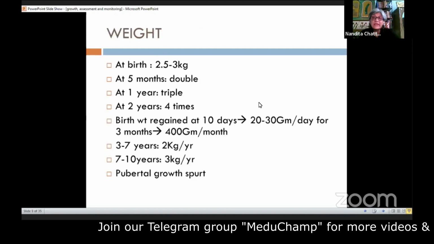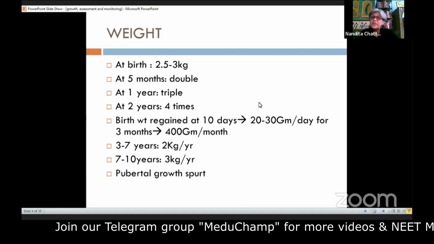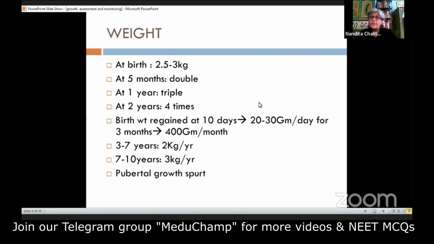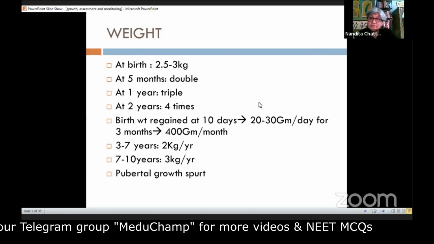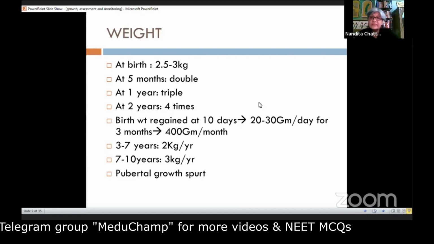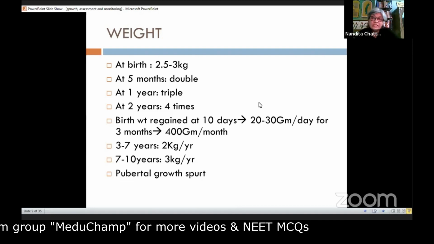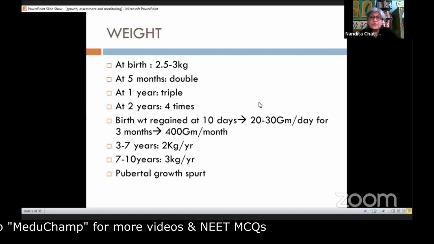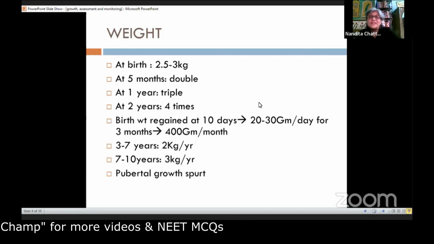Now, we will take these different parameters up one by one. I will not go into details, but there are certain things that we need to know about each of them, like weight. And then we need to know the normal growth pattern. There are formulae to calculate growth at different ages. I will not go into that. That you will get in your textbooks.